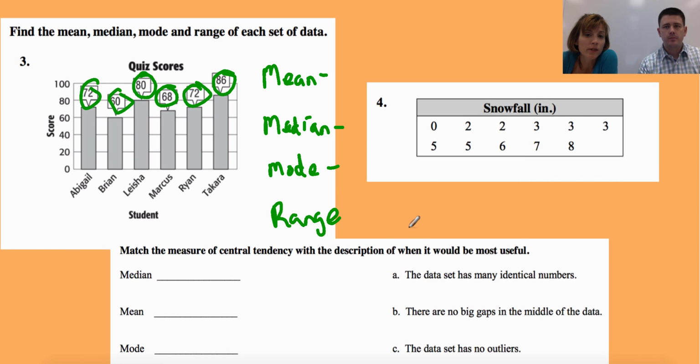And number 4, you're lucky. They're already in order, but we need to make sure we see the work for the mean, median, mode, and range for example 4 as well. And then for your very last one, it's just a matching activity. See if you know your vocabulary and your definitions. So for median, mean, and mode, find your definitions over on the right and match them together. You can either write the letters over here or just draw lines that connect the 2.